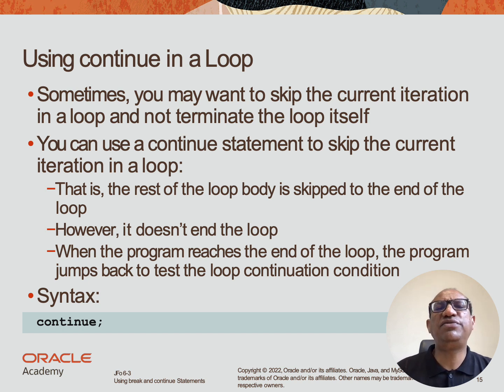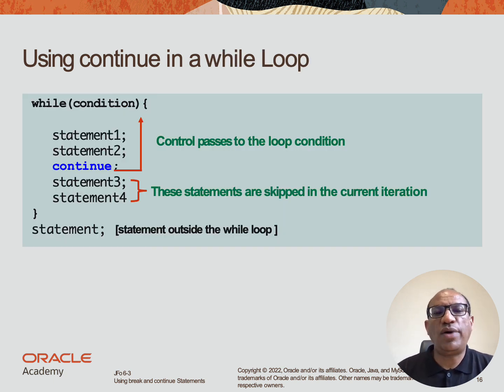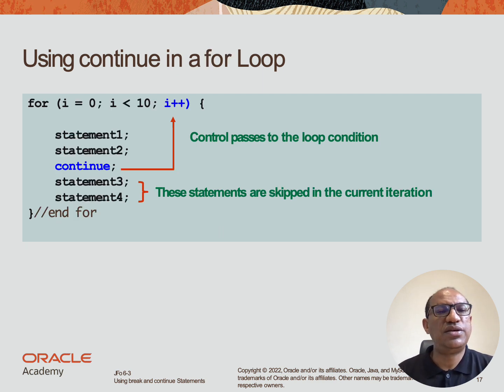The syntax is super simple. continue, semicolon. When Java hits it, it skips the remaining code in the loop for that iteration and re-evaluates the loop condition. In a while loop, the skipped statements only run when continue doesn't trigger. Similarly, in a for loop, the skipped statements only run when continue doesn't trigger.